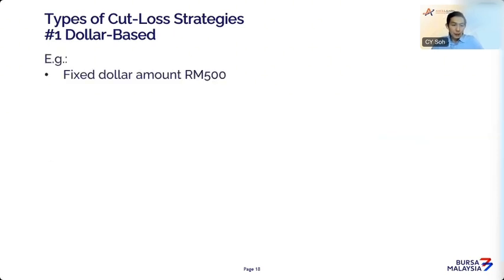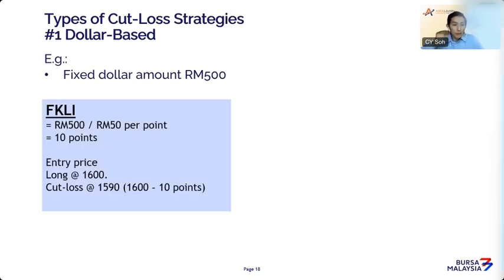Now, a simple quick example. Let's say you fix a dollar amount that you're willing to lose in a trade, $500. You need to convert it into how many points for you to cut your losses. Let's say for FKLI, as you know, per point for FKLI is $50. So you take your $500 divided by $50, which is equivalent to 10 points. Let's say it's a long position and you buy at the 1,600 level. You minus 10 points, so your cut loss level would be 1,590.